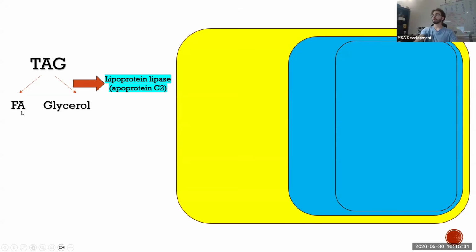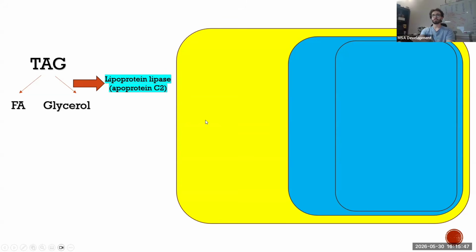Something I want you to know. Fatty acids, where are they synthesized? We said cytoplasm. Where are they oxidized, broken down? All the way in the mitochondria. But now we're not even in the liver. We are in the plasma. We are somewhere else. We need to get to the cytoplasm of the liver, then the mitochondria of the liver.